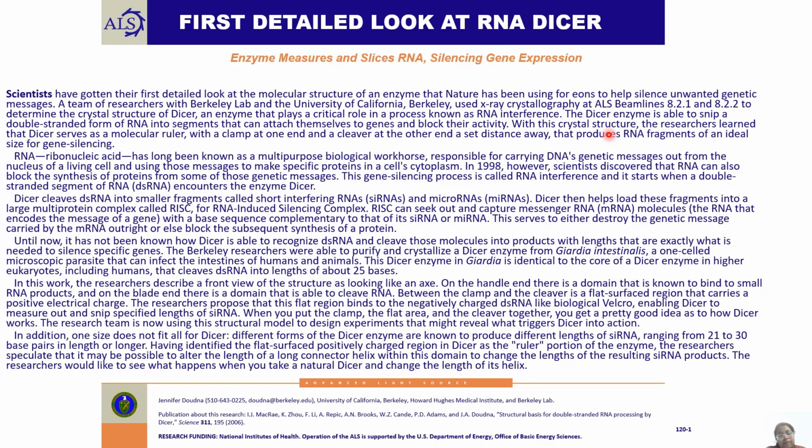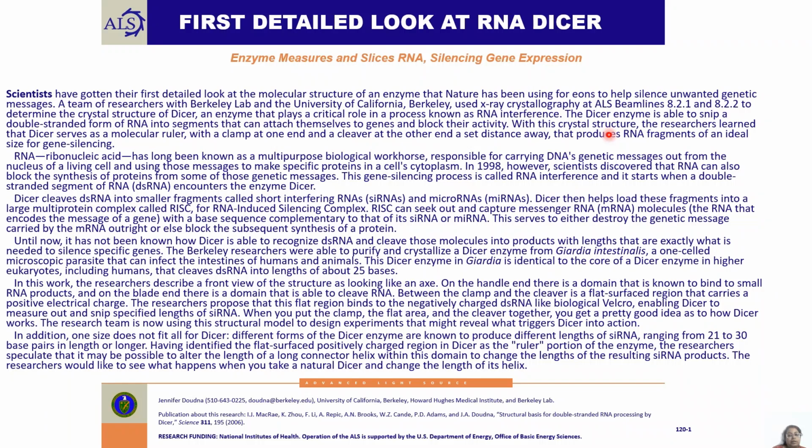In 1998, however, scientists discovered that RNA can also block the synthesis of proteins from some of those genetic messages. This gene silencing process is called RNA interference, and it starts when a double-stranded segment of RNA encounters the enzyme Dicer. Dicer cleaves double-stranded RNA into smaller fragments called short interfering RNAs and microRNAs. Dicer then helps load these fragments onto a large multiprotein complex called RISC, for RNA-induced silencing complex.